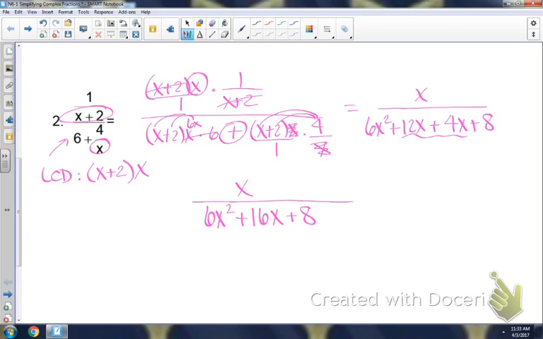At the very end, once you've combined like terms, you need to see if you can factor the top and the bottom. So I can't do anything with the x, so it stays as x. But notice the denominator, they have a GCF of 2, so I'm going to take that out.